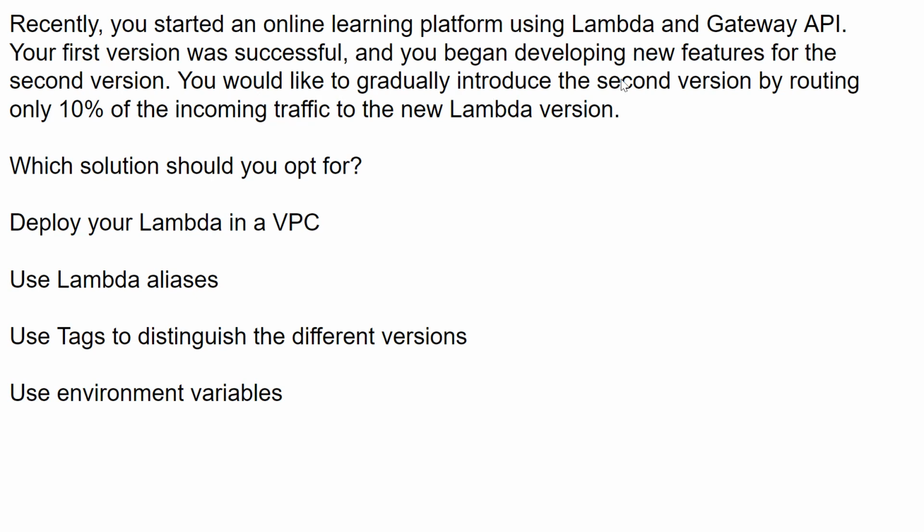You would like to gradually introduce the second version by routing only 10% of the incoming traffic to the new Lambda version. What solution should you opt for? Deploy your Lambda in a VPC, use Lambda aliases, use tags to distinguish the different versions, use environment variables.